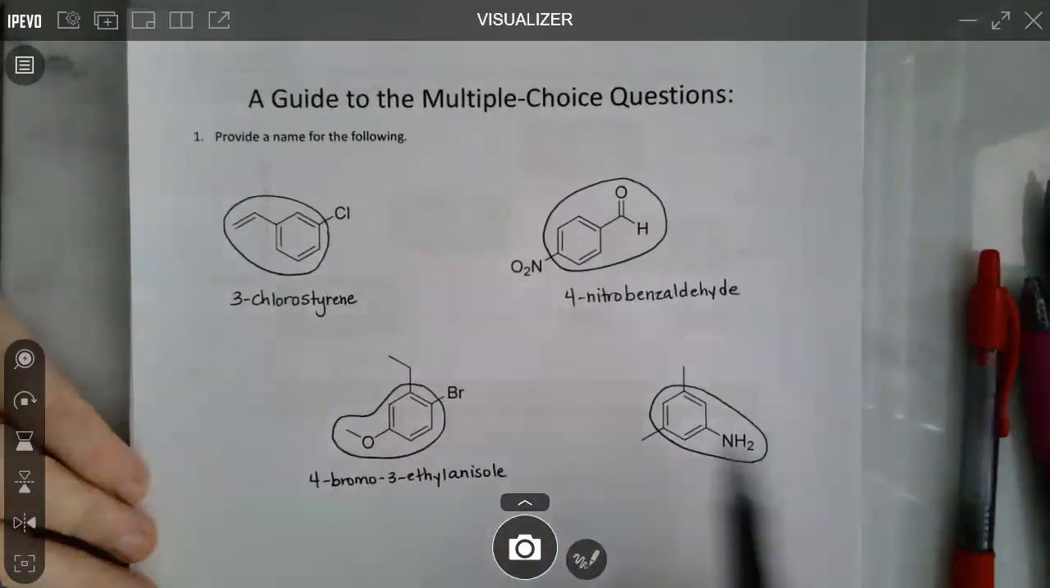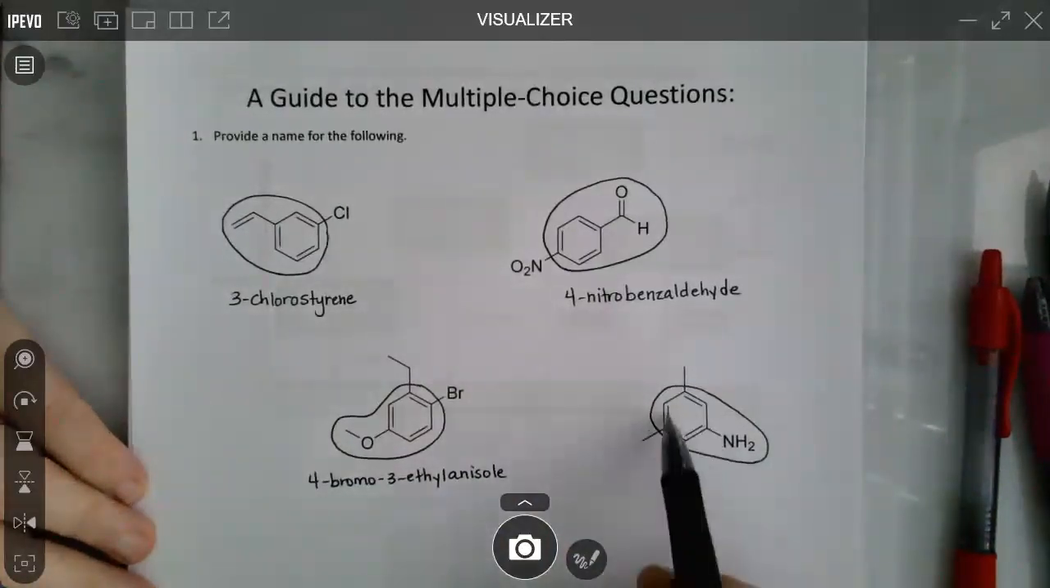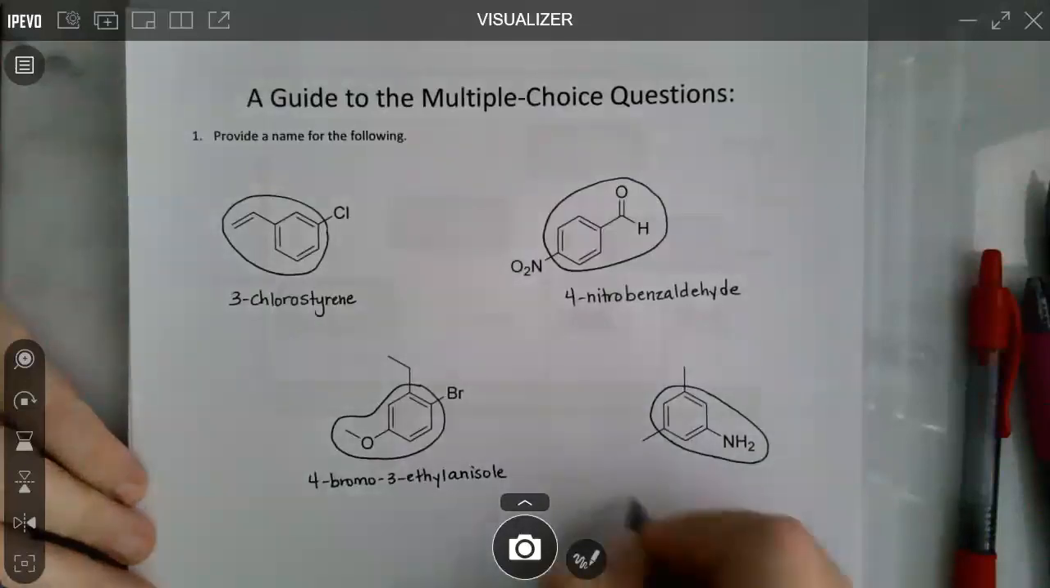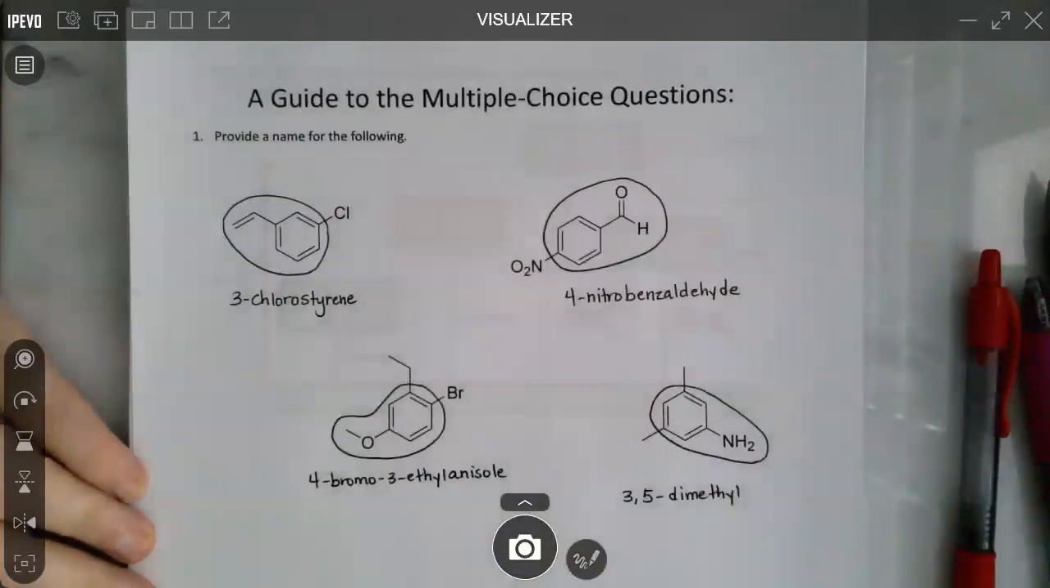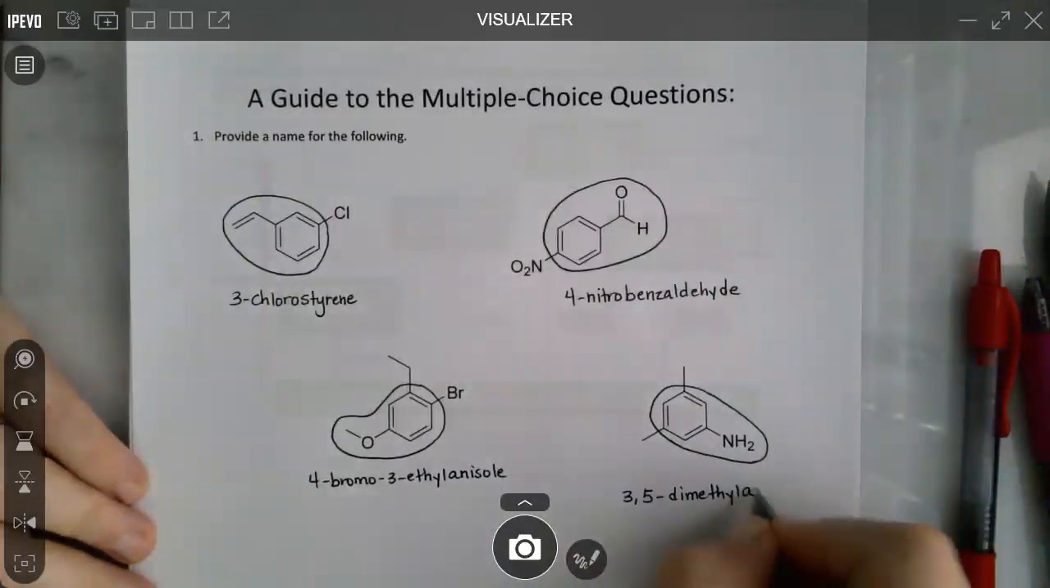Over here, this is carbon 1, and no matter which way you count, it's going to be a 3,5-dimethyl, and then the parent name, which is aniline.